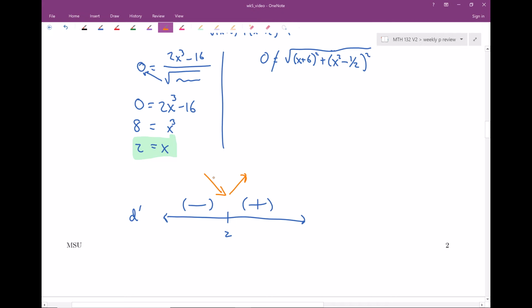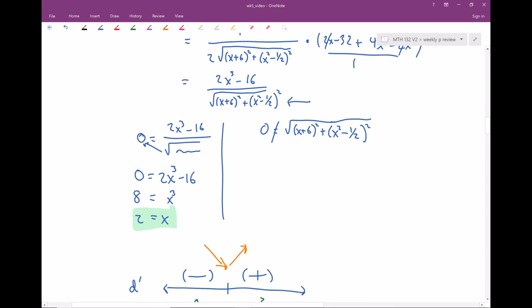Negative derivative, decreasing, positive derivative, increasing. So that means that 2 would be a minimum. That's what I'm hoping for. In order to check and see, does this really happen, I need to go ahead and choose some test points. So maybe I choose test points like 0 and 3, and I plug those into my derivative.